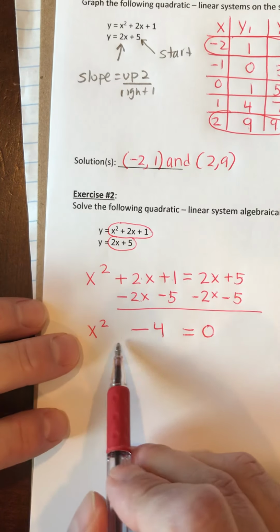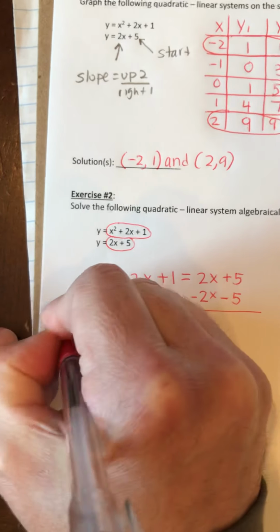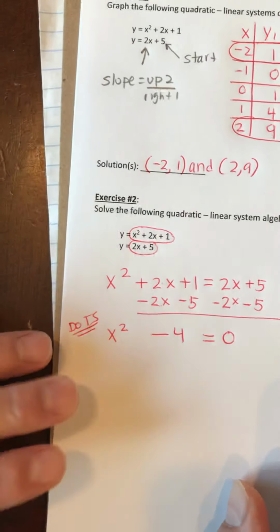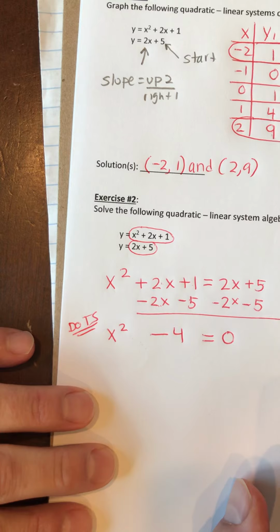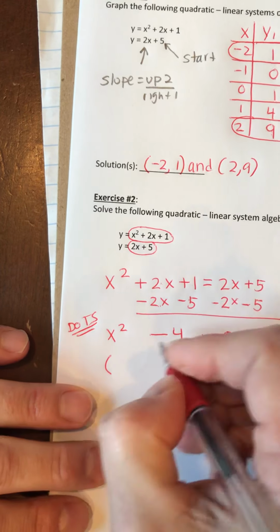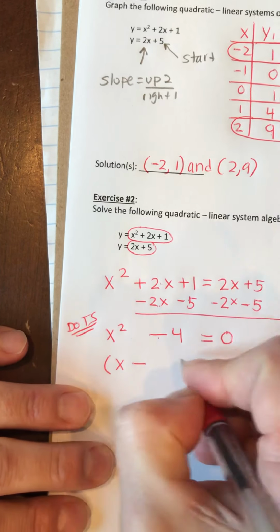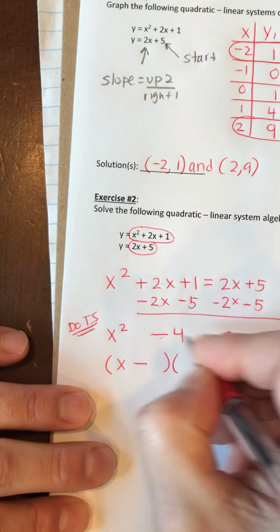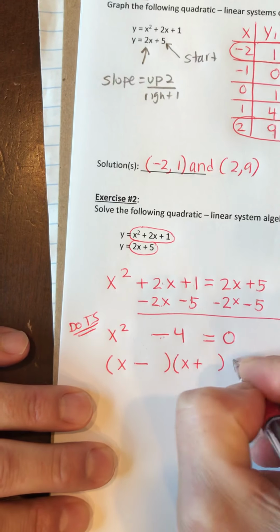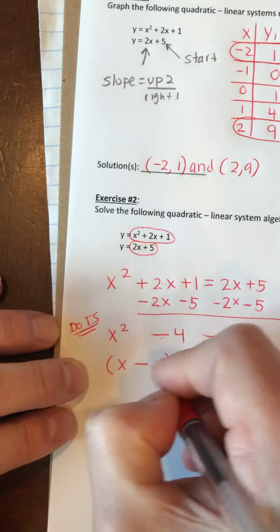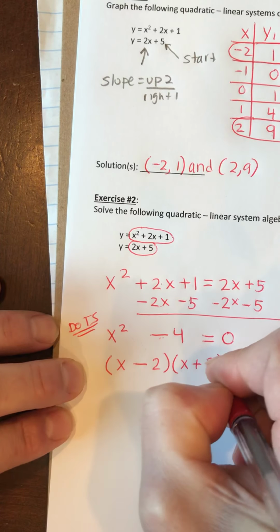This is a difference of 2 squares, remember? 4 is a perfect square. What times itself gives us 4? 2. It's a minus, so I got x minus, bring it down. It's got to be a negative 4, so they have to be different signs, x plus. 2 times 2 gives me 4.